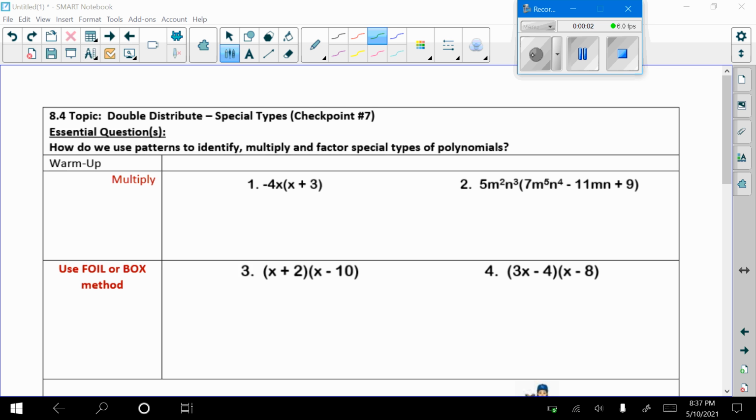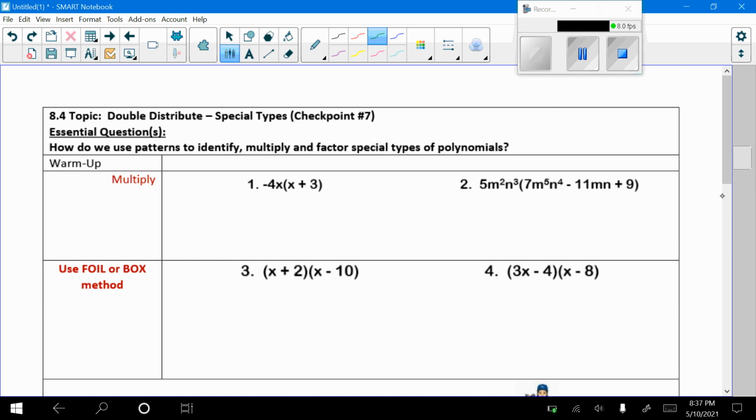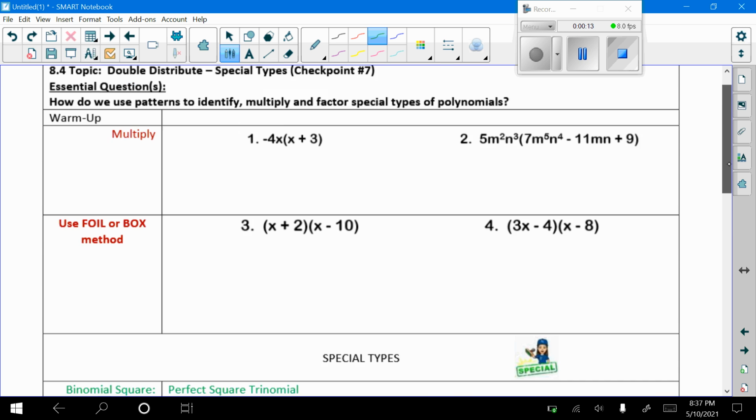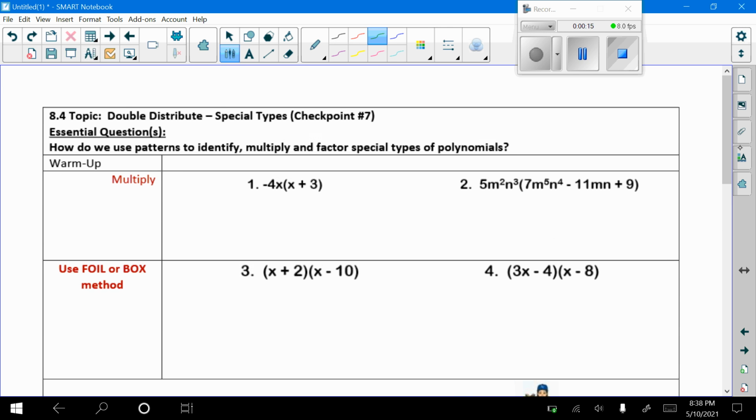As we look at 8.4, we have double distributive again, but there's some special types. Now, here's the thing. We're going to do a quick little review piece, and then we're going to get into the special types. But I don't want you to think of them as something more. It's just if you notice the patterns, great. However, you can always do FOIL.